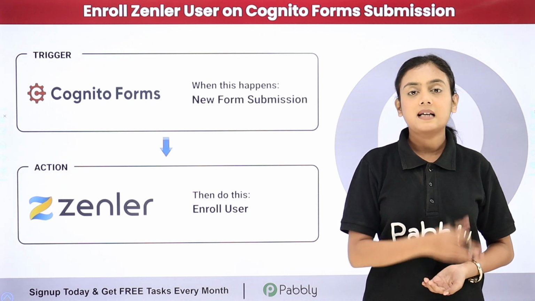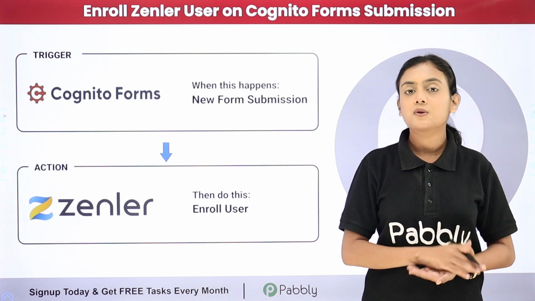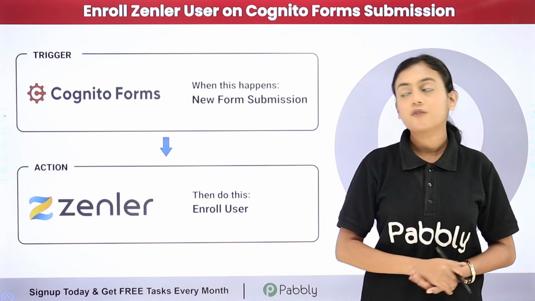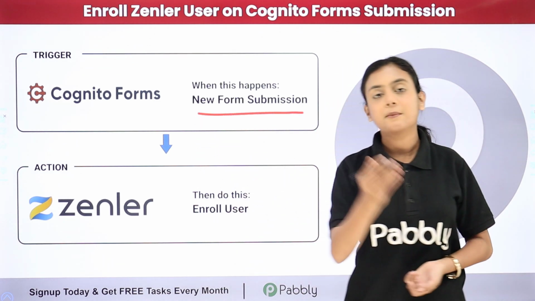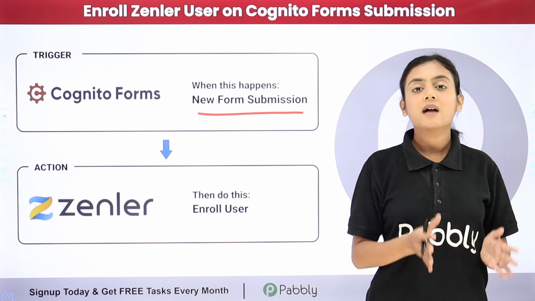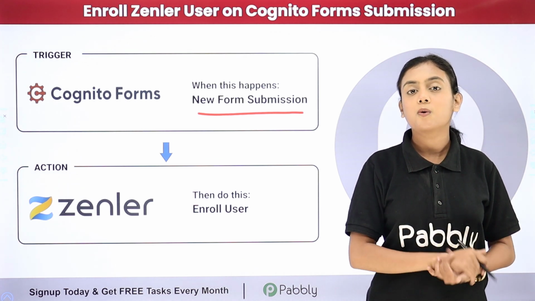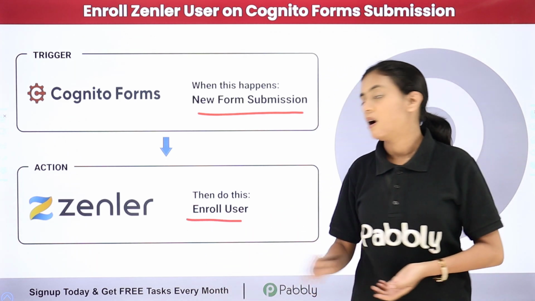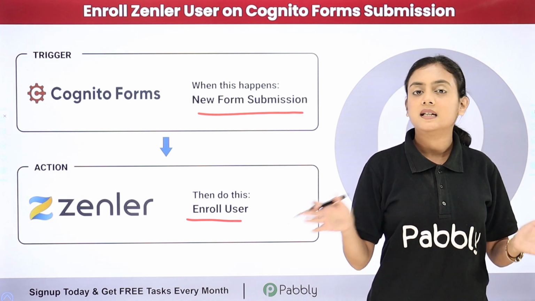Here what I want is that as soon as the students who are interested in the courses that I'm selling go to do the form submission using Cognito Forms and I receive the form submission, I want to enroll that student into the course that I've created in my Zenler account. Now doing this manually is very time consuming.